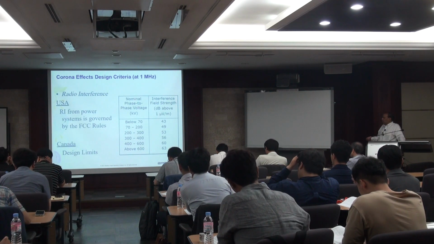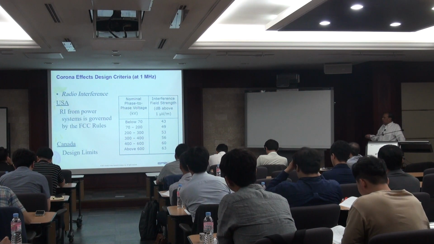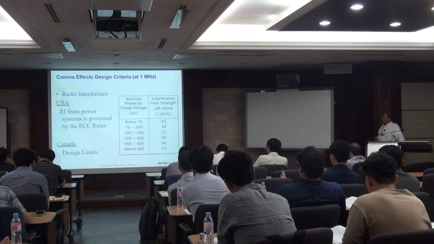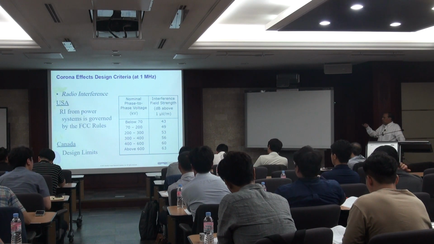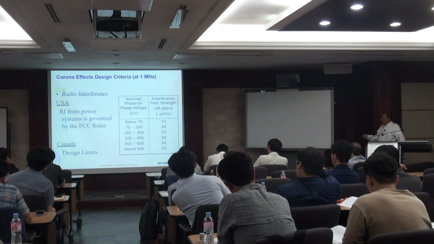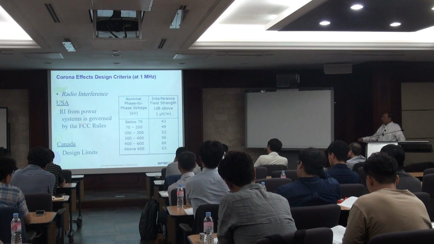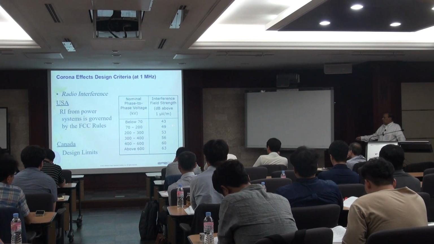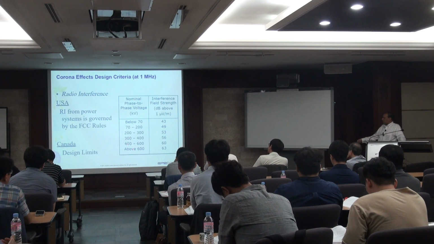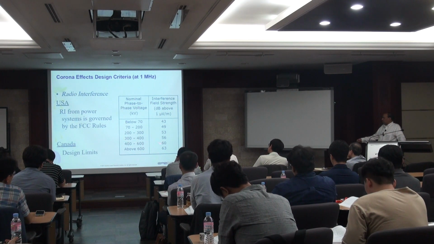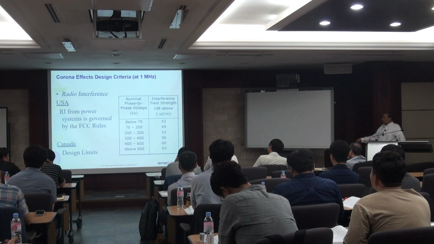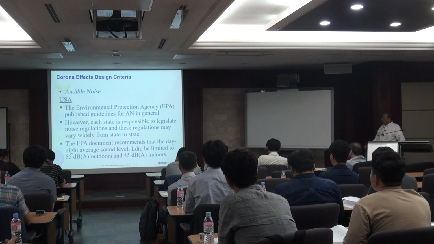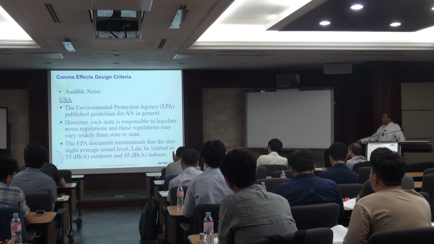Coming back to some numbers that you use for various things that we talked about, I didn't talk much about the television interference numbers, but the radio interference and audible noise design limits that we use in the USA for different voltage levels are given here. The decibels given here are 43, 49, depending on the voltage level. If you are doing a 600 kV system, for example, it is 60 in the USA. Canada also has design limits, and these are some numbers given here. Coming back to audible noise, there are also some numbers given here.